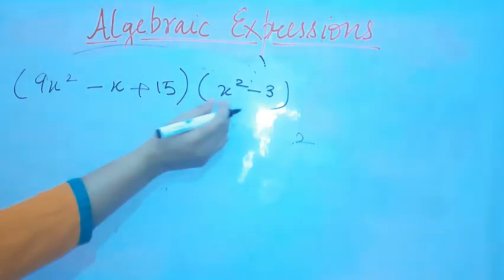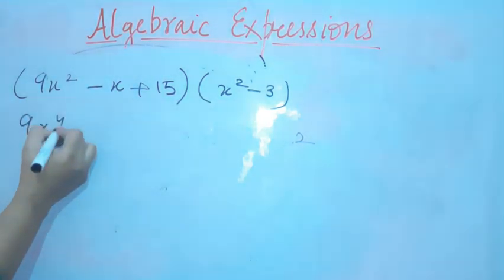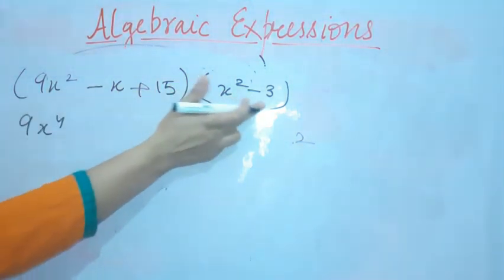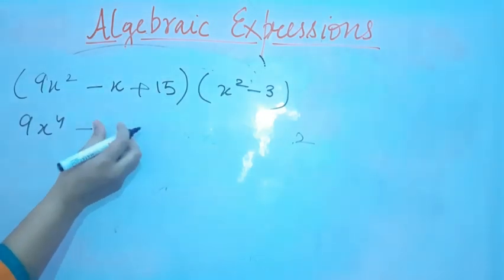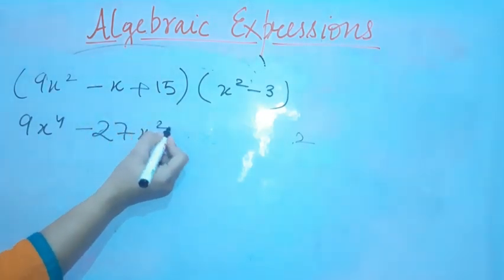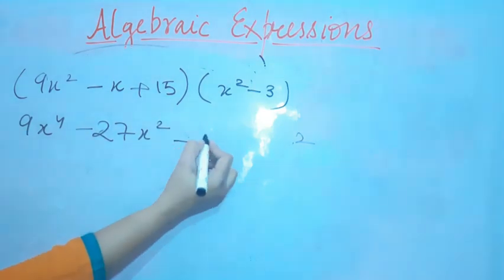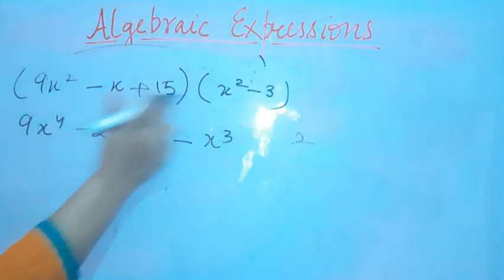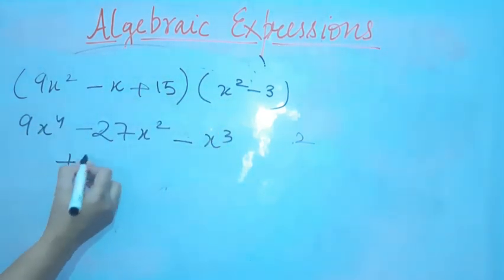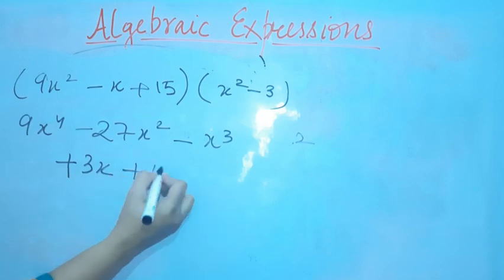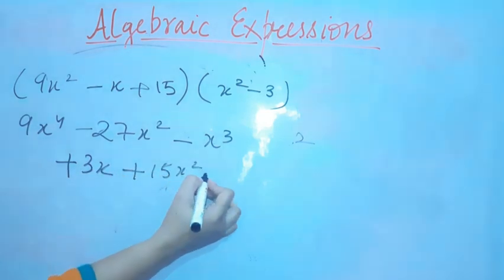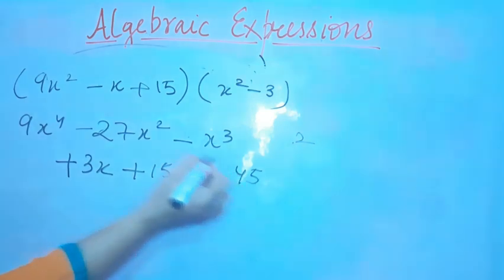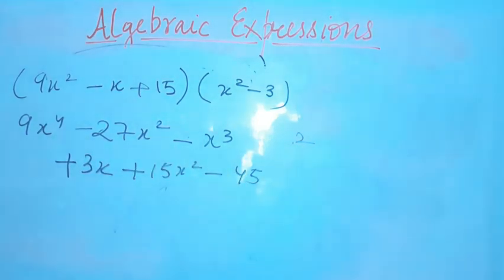Now 9x square multiplied by x square will be 9x to the power of 4. 9x square multiplied by minus 3: 9 3s are 27, so minus 27x to the power of 2, minus x to the power of 3. Minus minus plus, so plus 3x plus 15x square minus 45, because 15 3s are 45.